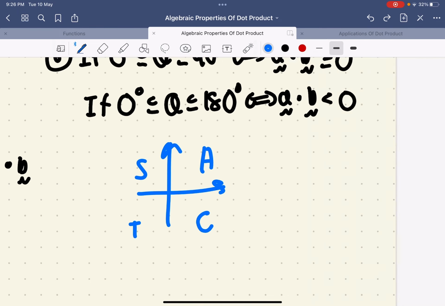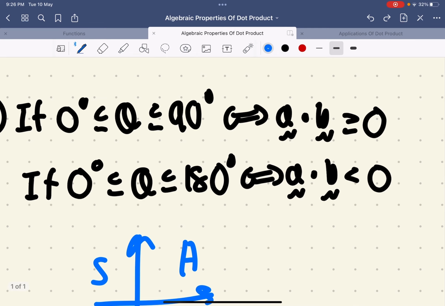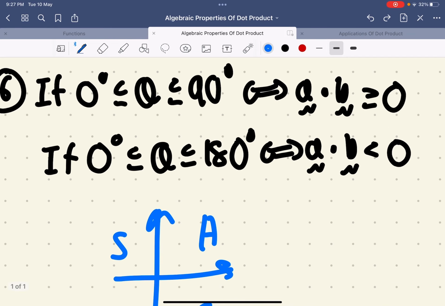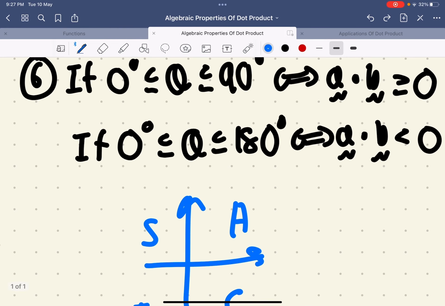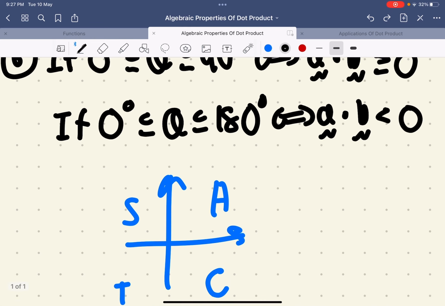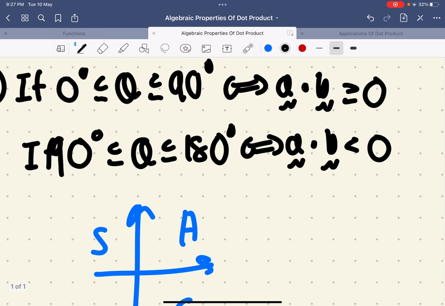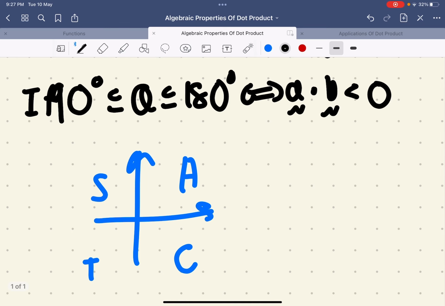And let's look at the sixth property. If theta is between 0 degrees and 90 degrees, which is acute, then A dot B is more than or equal to 0. Or if theta is between 90 degrees and 180 degrees, then A dot B is less than 0. Why is this the case?